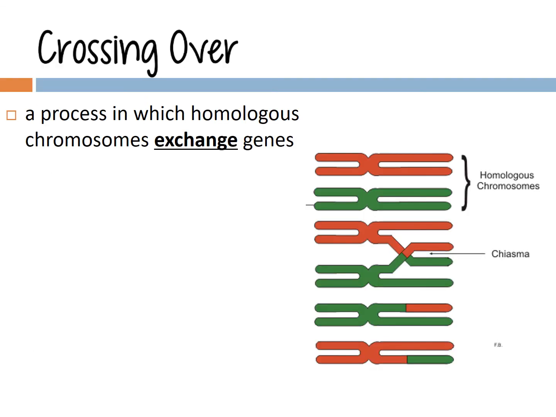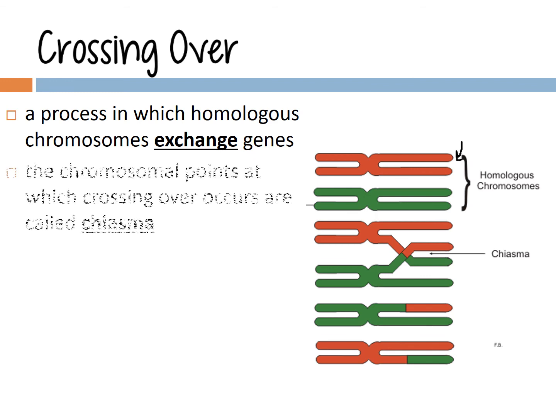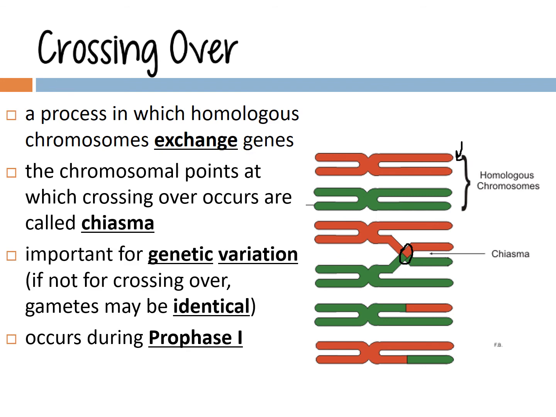All right, so crossing over is a process in which homologous chromosomes exchange genes. So let's just look at this picture for a minute. You have your homologous chromosomes here. And then the chromosomal points at which crossing over occurs is called the chiasma. Okay, so this location is your chiasma, or chiasm. I don't remember how it's said. It's important for genetic variation. If you didn't have crossing over take place, everybody would look the same. And it occurs during prophase 1.